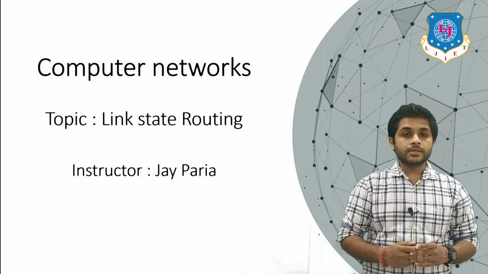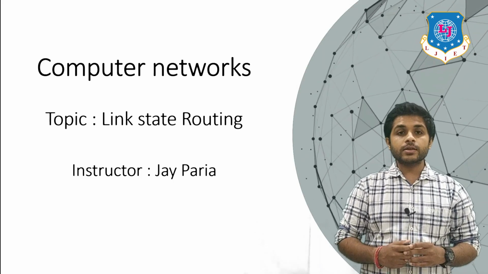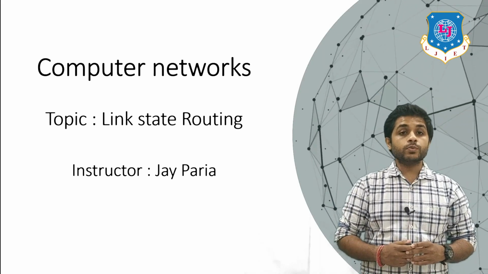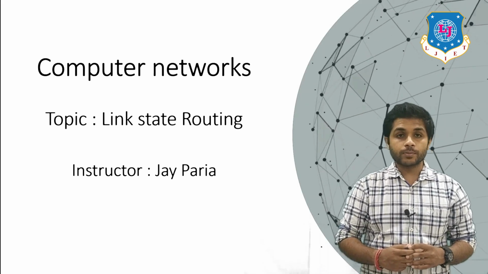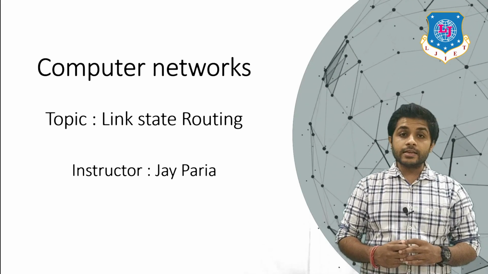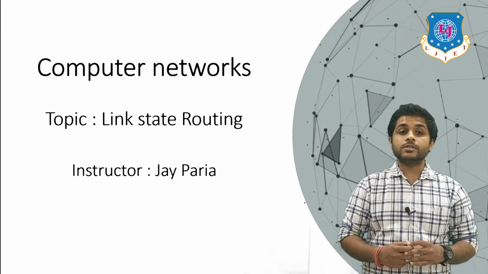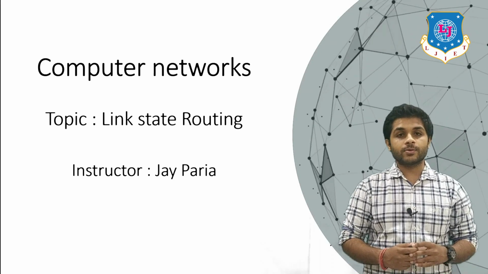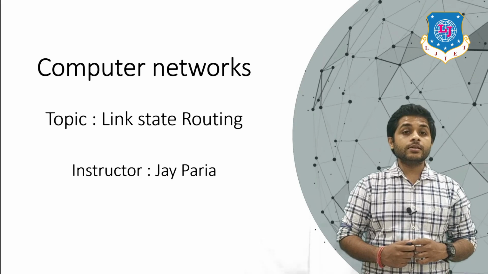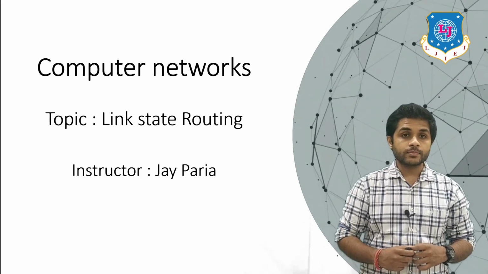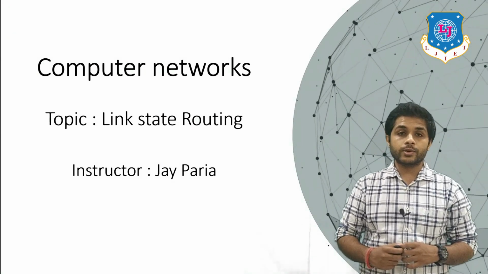Routing has two types, the static routing and the dynamic routing. And dynamic routing is further divided into two types, which is interior gateway routing protocol and the exterior gateway routing protocol. And the interior gateway routing protocol is further divided into two types, which is the distance vector routing and the link state routing. In the previous lecture, we have discussed the distance vector routing protocol. In today's session, we are going to see the link state routing.